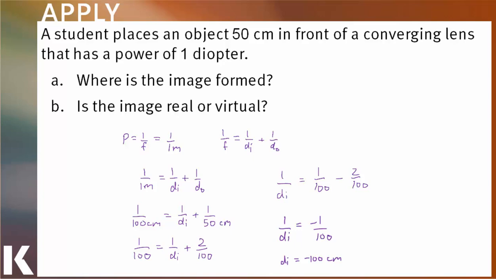So to sum everything up, remember that the thin lens formula can be used to calculate focal lengths, image distance, and object distance. And the most crucial part is making sure that the signs are correct when you plug in those numbers.